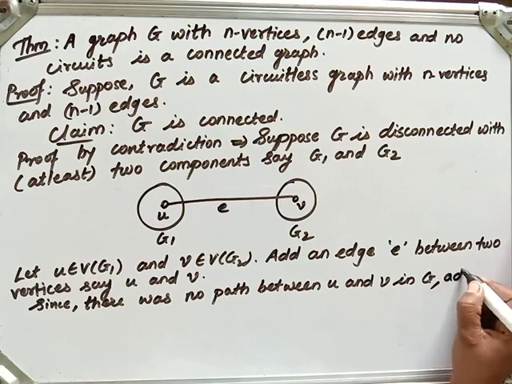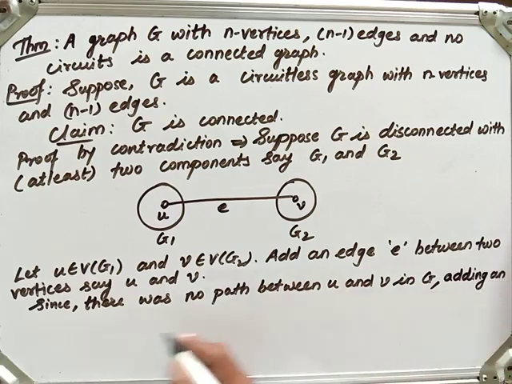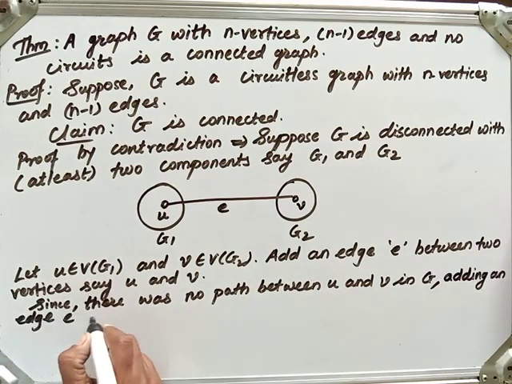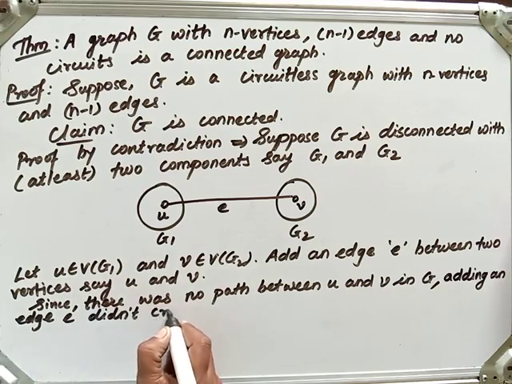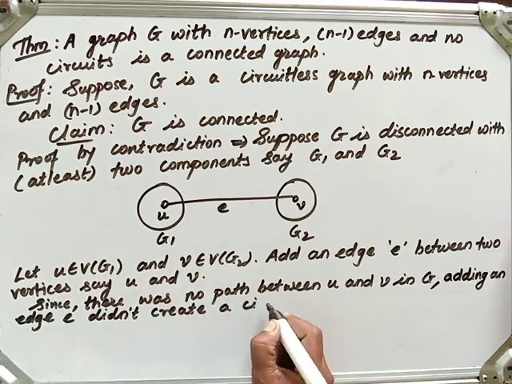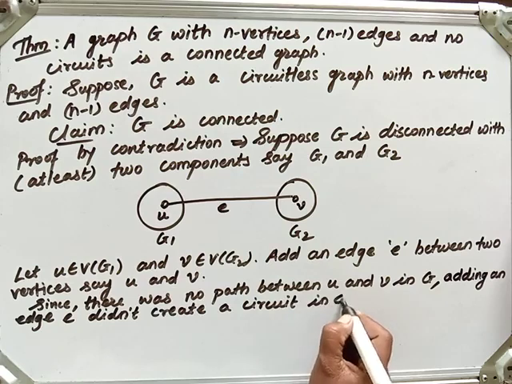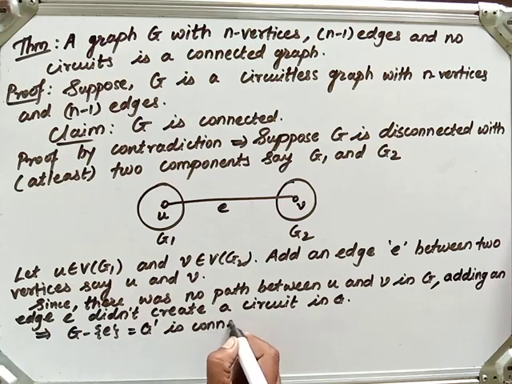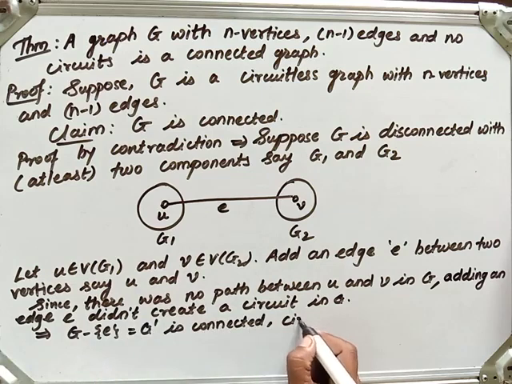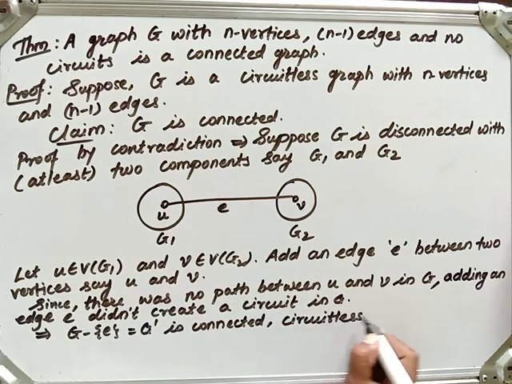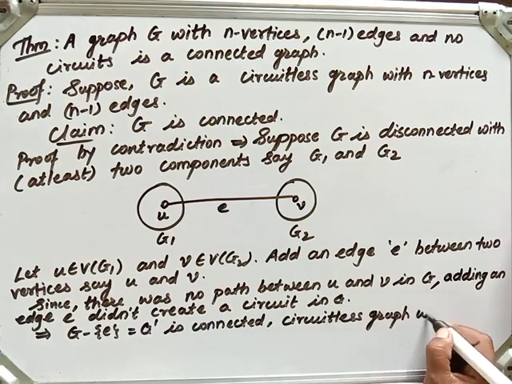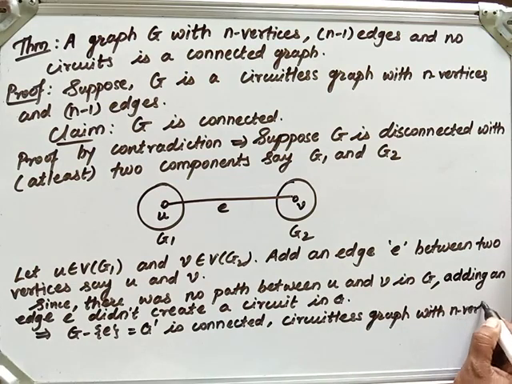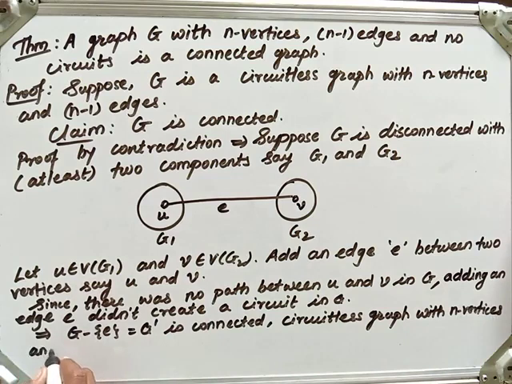Adding an edge E didn't create a circuit in G. So what does this give? G plus this E, that is G dash, is a connected circuitless graph with n vertices and n edges. N vertices and n edges.